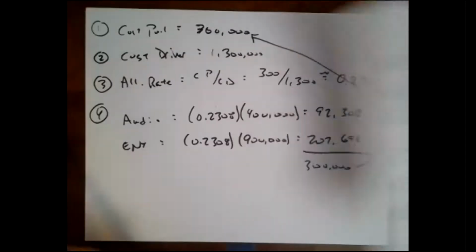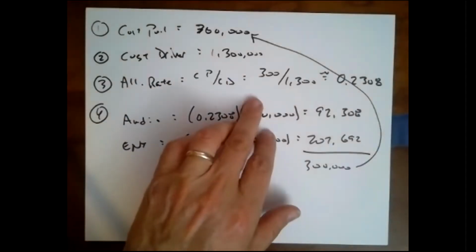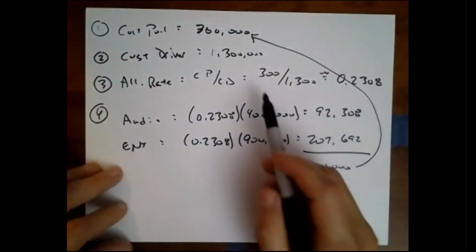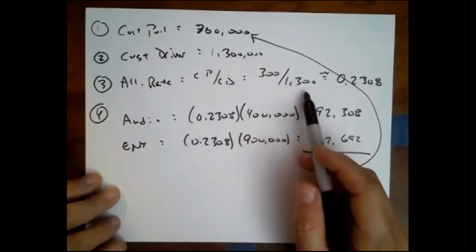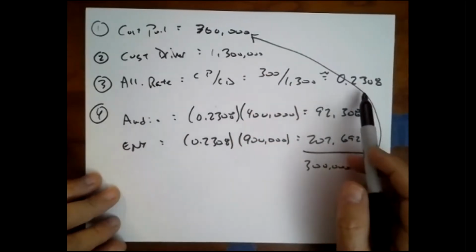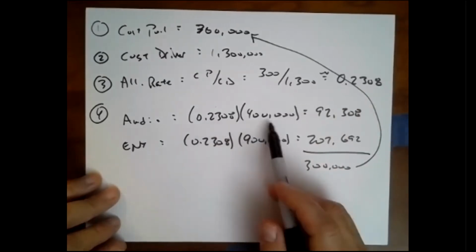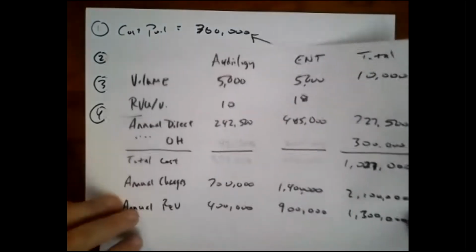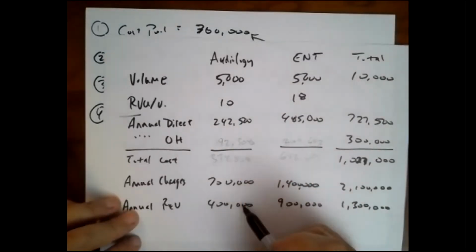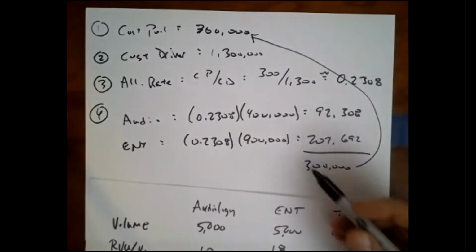Okay, so we just switched, used 1.3 million. Then we did the same stuff as before. Take the cost pool divided by the cost driver, that's 300 divided by 1,300, which gave us the allocation rate of 0.2308. Multiply 0.2308 times, now instead of the overall driver, the driver for the activity, which in this case is audiology, 400,000, and ENT, 900,000. All right, so there's that.